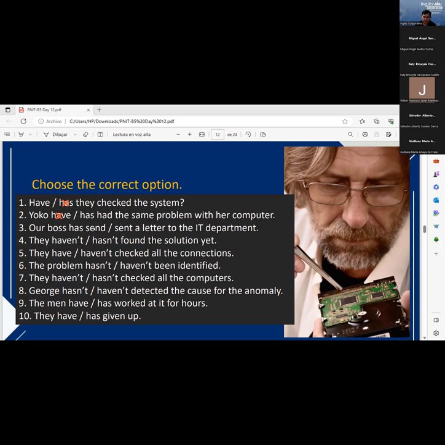I still have a doubt about the has, because how many people is the boss? Singular. It's only one person, right? The boss is only one person, so he or she. If it's a man, it's he. If it's a woman, it's she. Our boss has sent a letter to the IT department. The one that is wrong there is send.